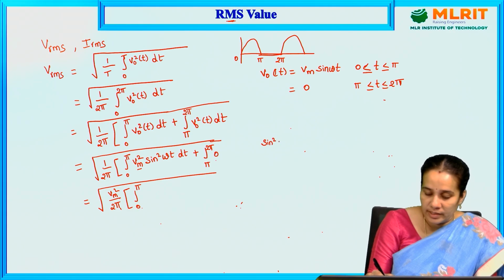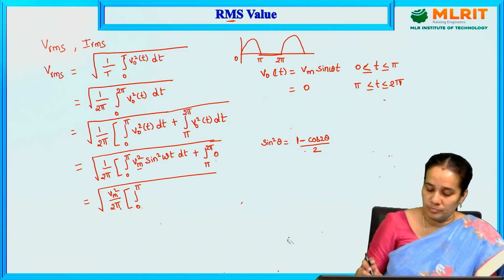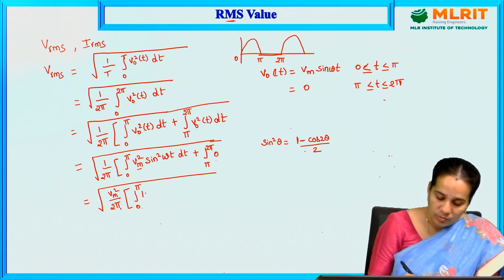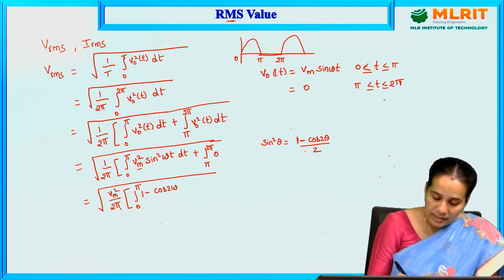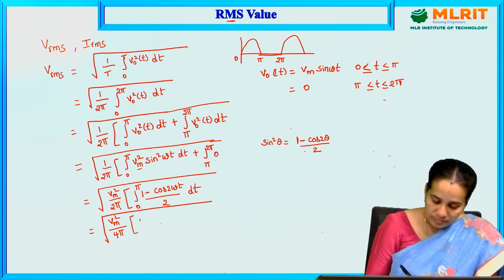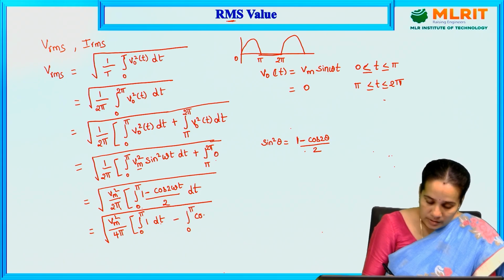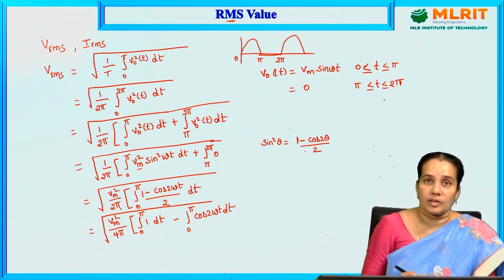What is the value of sin square theta? Sin square theta can be written as 1 minus cos 2 theta by 2. So Vm square into 1 minus cos 2 omega t by 2 into dt. Taking the 2 out of the integration, it becomes Vm square by 4 pi times the integral of 1 dt from 0 to pi, minus the integral of 0 to pi of cos 2 omega t into dt.